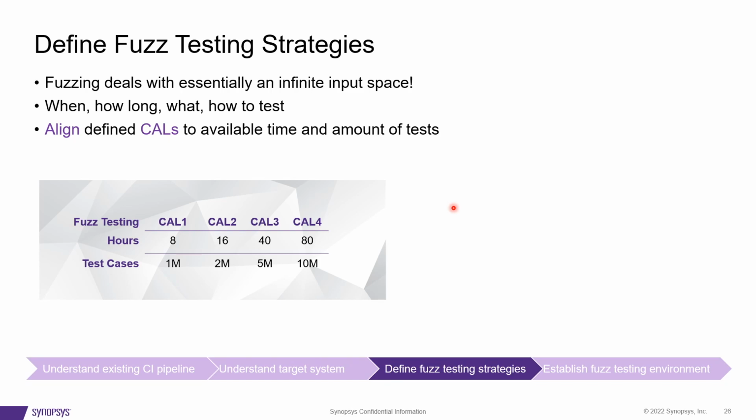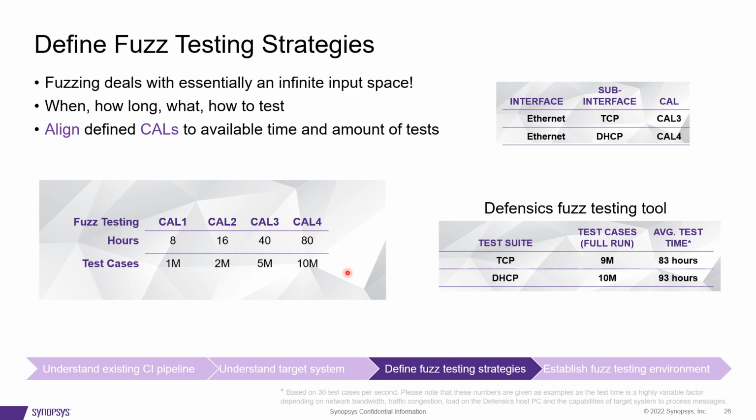With the CALs, we can then align the available amount of time for testing to the different CALs. An example here shows 4 levels of CAL, and we have our fuzz testing number of hours or number of test cases. So we can say that CAL 1 requires 8 hours of testing or 1 million test cases, and CAL 4 requires 80 hours of testing and 10 million test cases. Now these numbers are just an example and would need to be updated based on your target system and how much available time you have in your project.